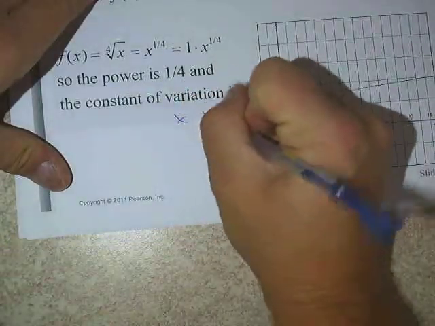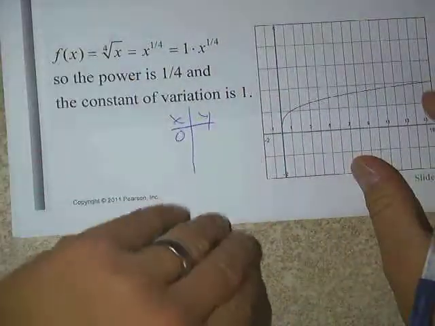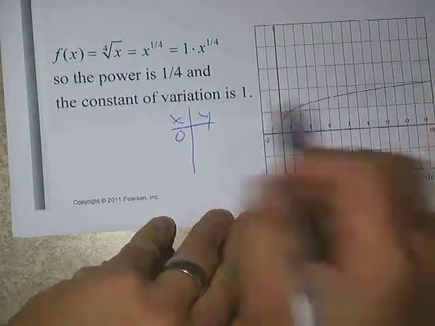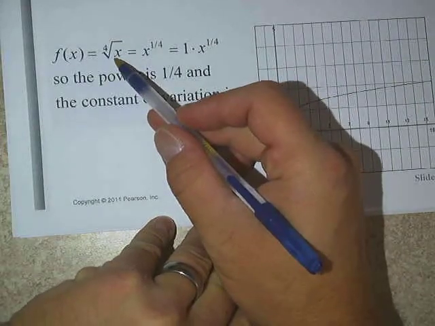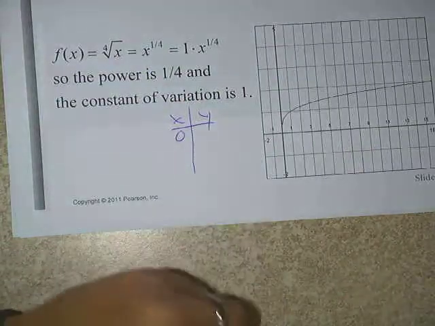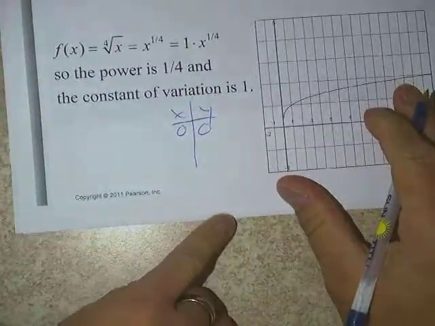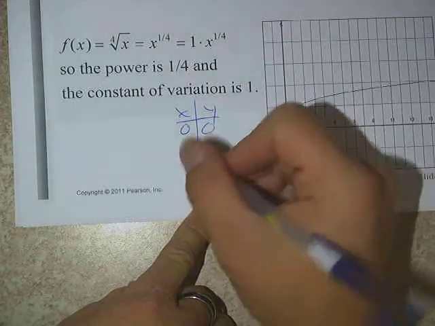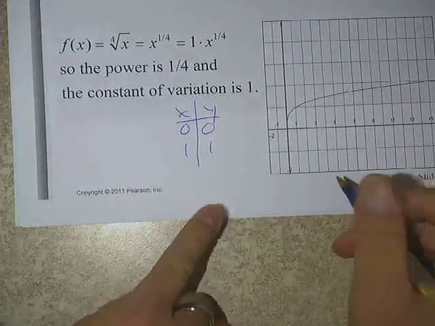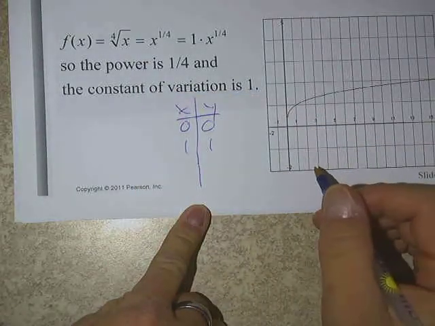Which is one of our parent functions. As we can imagine, it should have a similar shape. It does similar stuff to numbers, right? If we put numbers in there, we're finding a number that we can multiply by itself 4 times. If we were to make an XY chart for this, if we wanted to graph this without our calculator, knowing that 0 is going to be my left endpoint, because I still can't put negatives under here. Nothing times itself 4 times that's negative would give me a positive.